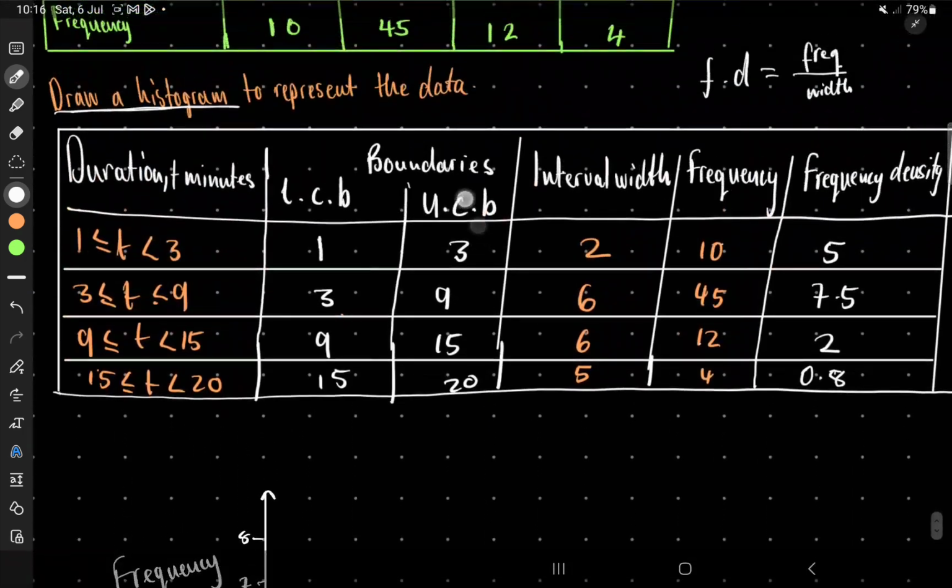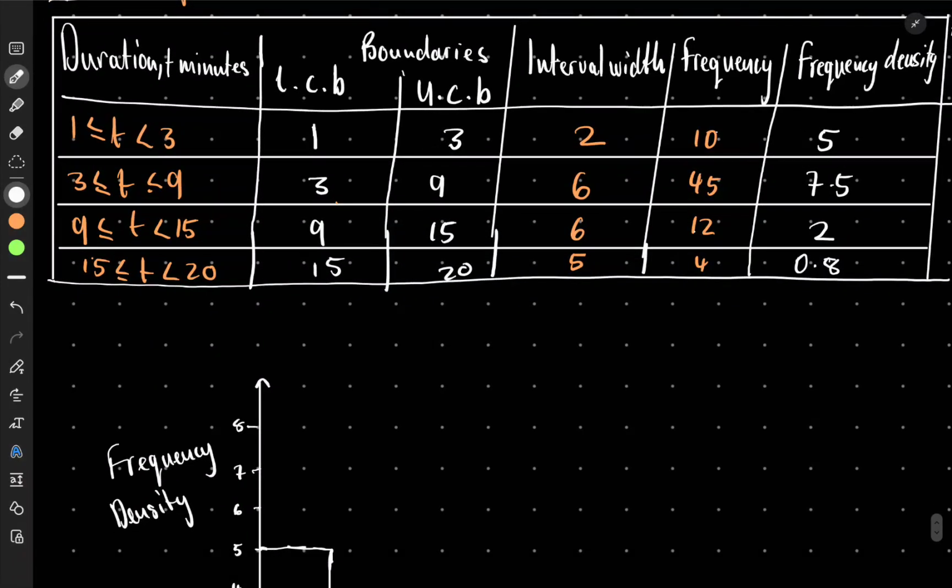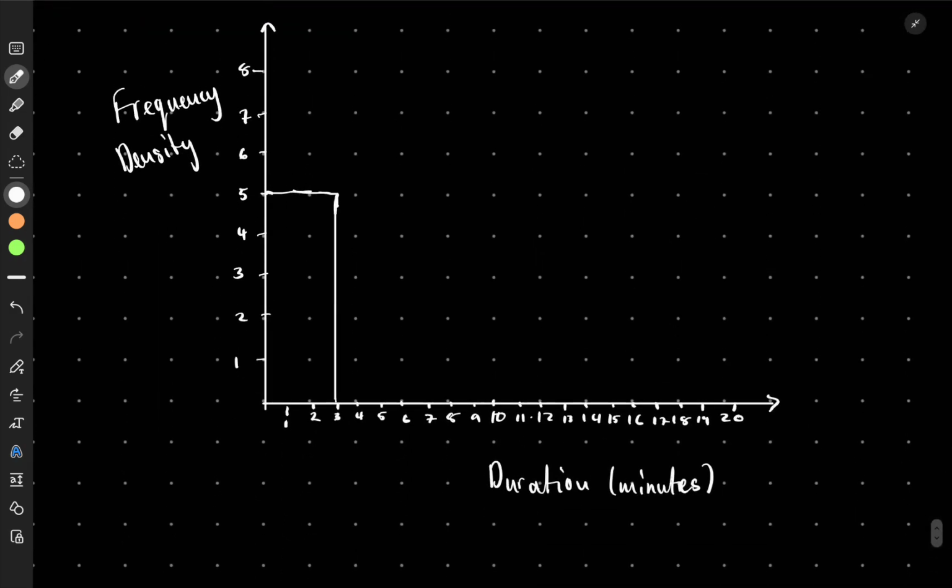Okay. And then 3 to 9, the frequency density is 7.5. Okay. I'm sure you can see that. 3 to 9, the frequency density is 7.5. So I'm going to go to 7.5, which is right here. And I know that it is connecting from here all the way to 9. So I'm going to make a straight line at 9. Great. Then I join them. So that's it for these guys.